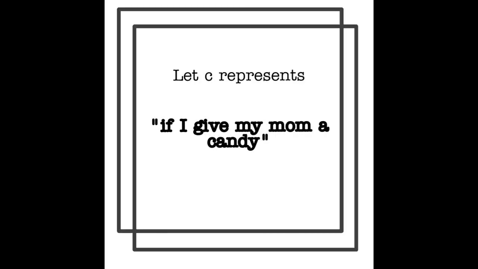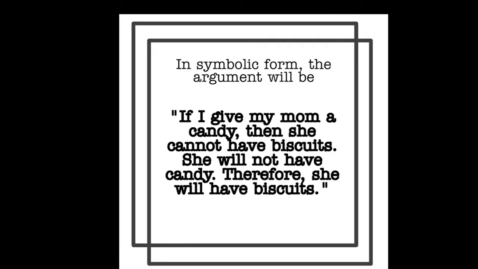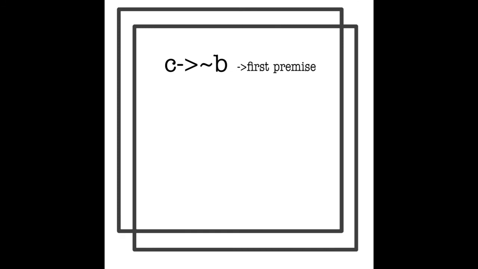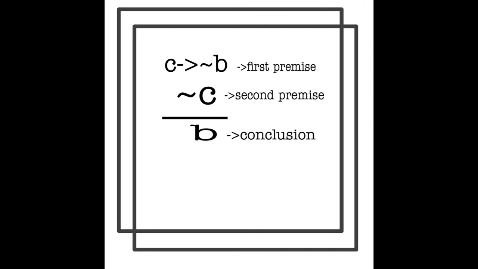Let C represent if I give my mom a candy, and B represent she cannot have biscuits. In symbolic form, the argument is: if I give my mom a candy, then she cannot have biscuits. She will not have candy, therefore she will have biscuits. As C implies not B will be the first premise, not C the second premise, then B will be our conclusion.